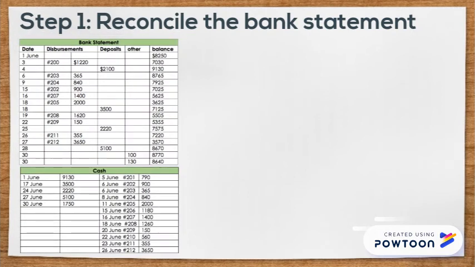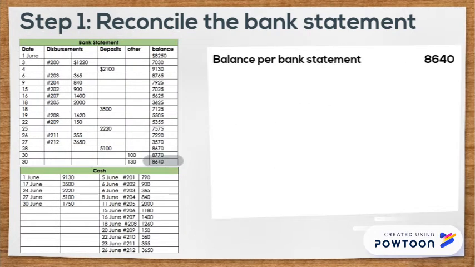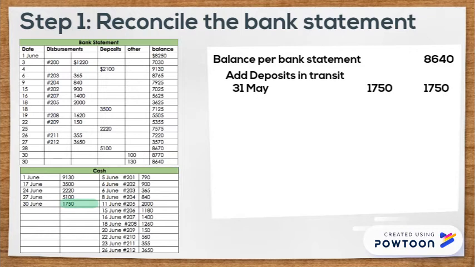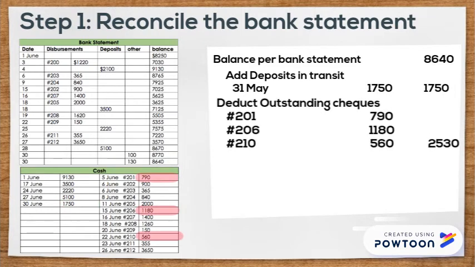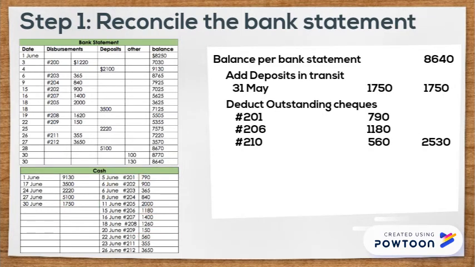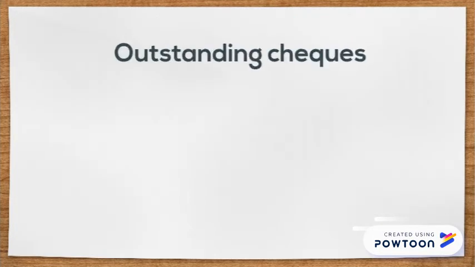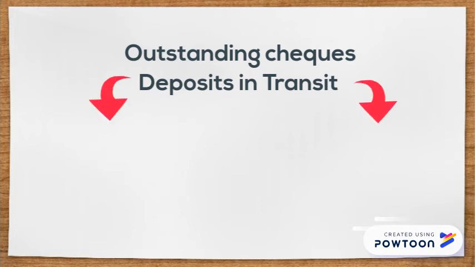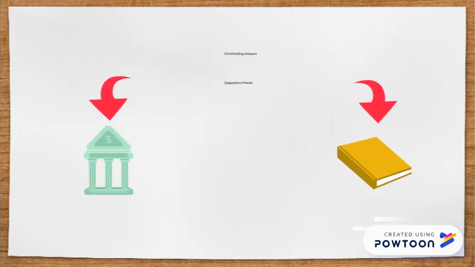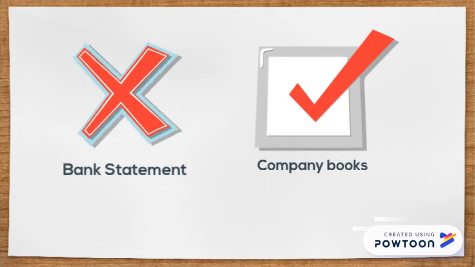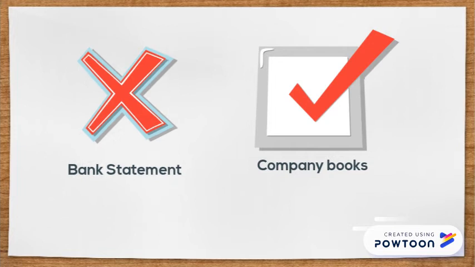Our first step is to reconcile the bank statement. We record our balance per bank statement before adding our deposits in transit and deducting outstanding cheques. This will provide us with our actual cash balance. The outstanding cheques and deposits in transit were ascertained by simply cross-checking both statements and identifying transactions in the company records not recorded in the bank statement.